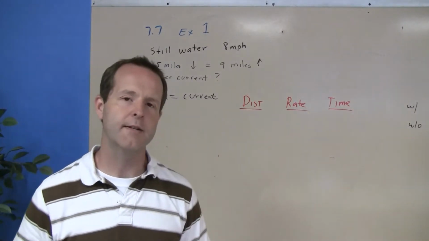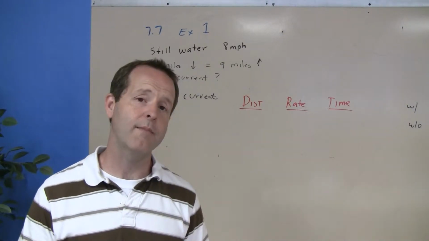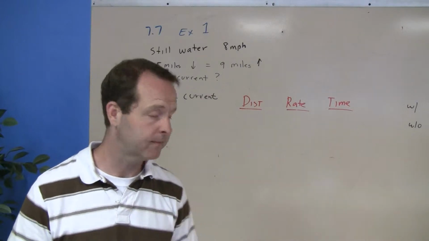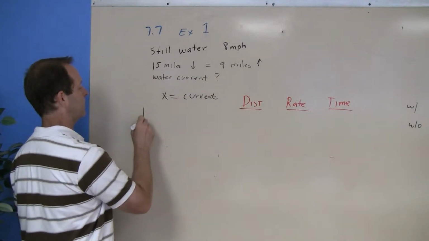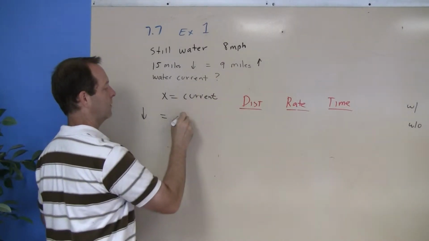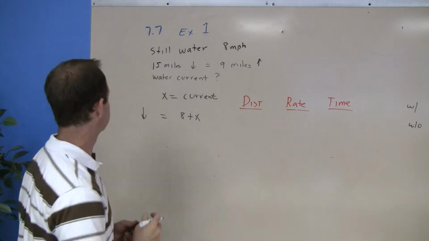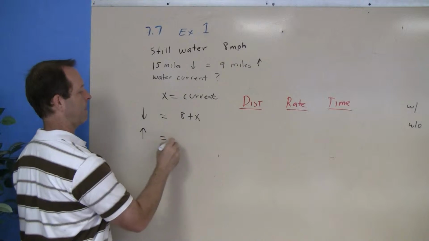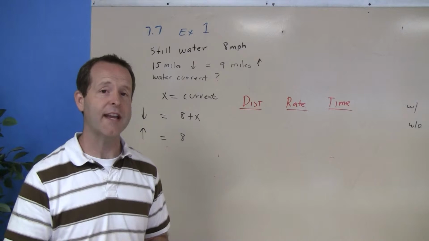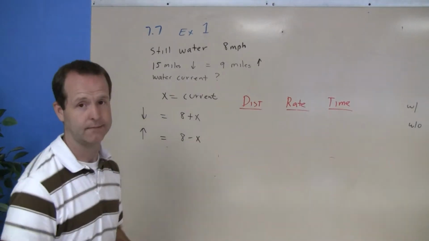From there, I'm going to try to describe other elements in terms of x. For example, can I describe now how fast the boat is going downstream or how fast the boat is going upstream? Well, let's say it's going downstream, or with the current. I would say that the boat's going 8 miles an hour plus the current. The current is helping it go faster. Going upstream, the boat can go 8 miles an hour in still water, and now it's fighting against the current, so I'm going to subtract the rate of the current out of that.